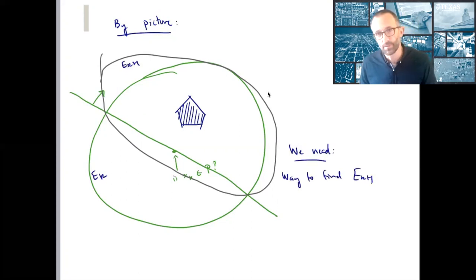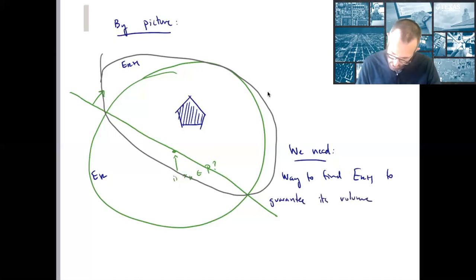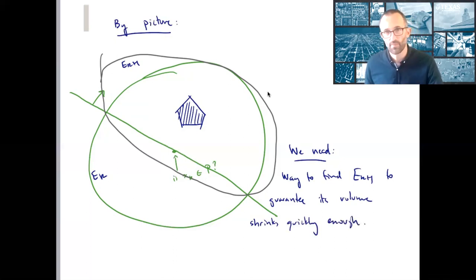We need a way to find e_{k+1}, and we want e_{k+1} and e_k to have the relationship that's suggested by this picture, namely a significant shrinkage of volume. So we need a way to find e_{k+1} to guarantee that its volume shrinks quickly enough. What does quickly enough mean?